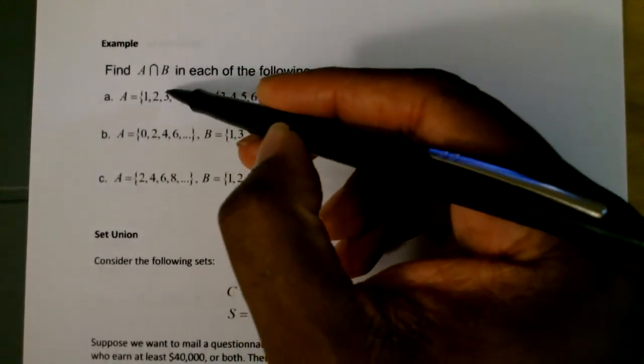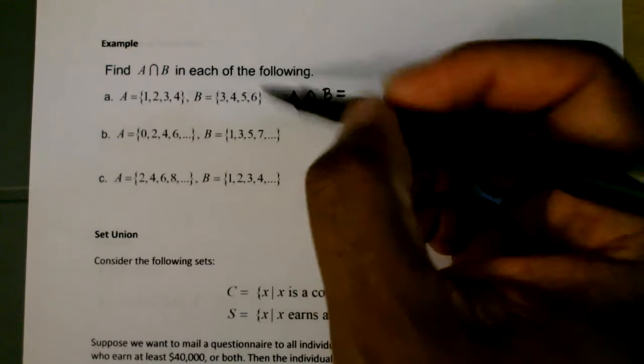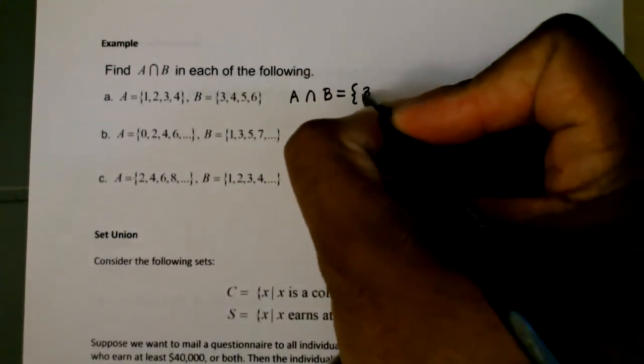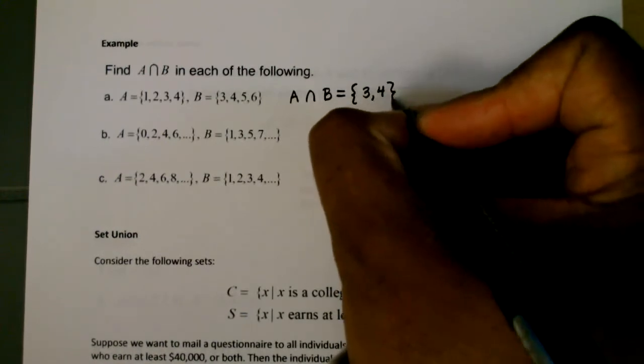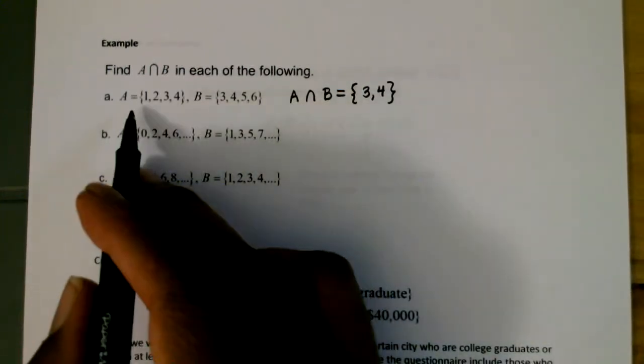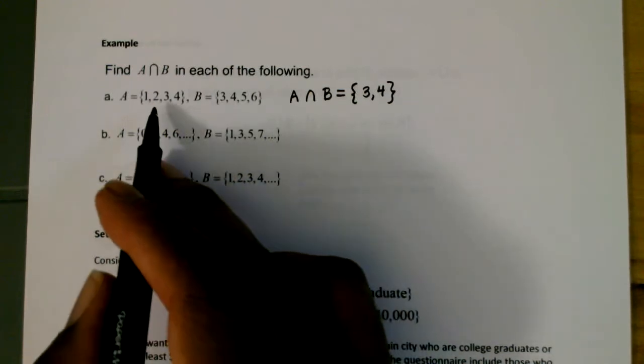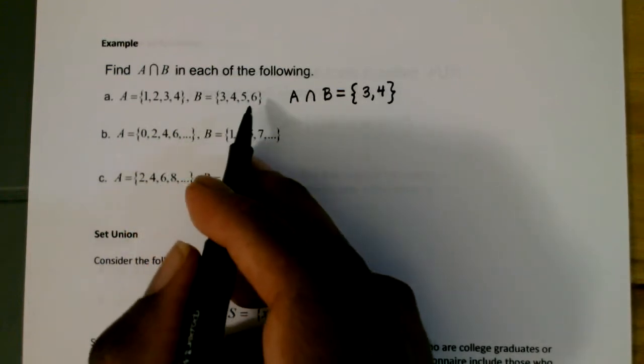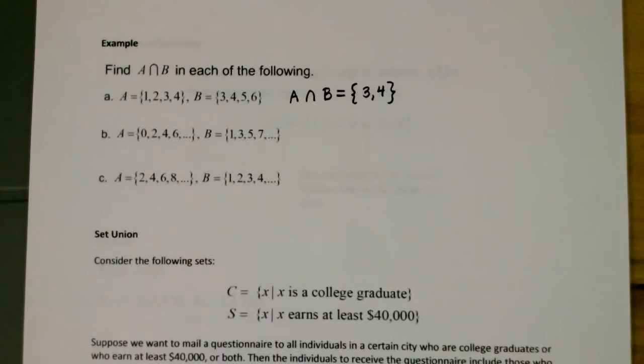In this case, notice that the number 3 and the number 4 are in both A and B. So the intersection of A and B will be the elements 3 and 4. We don't include the 1 because 1 is not in B, and neither is 2. 5 and 6 are not included because both of those numbers are not in A. Only the 3 and the 4 are in both A and B. That's how we find the intersection of the two.